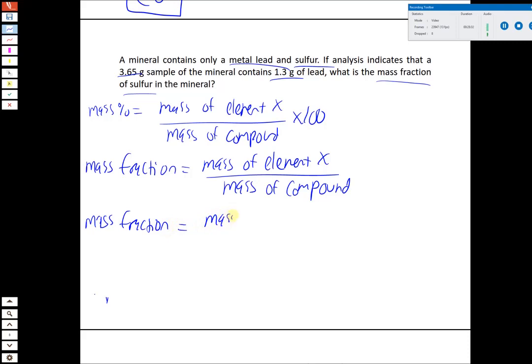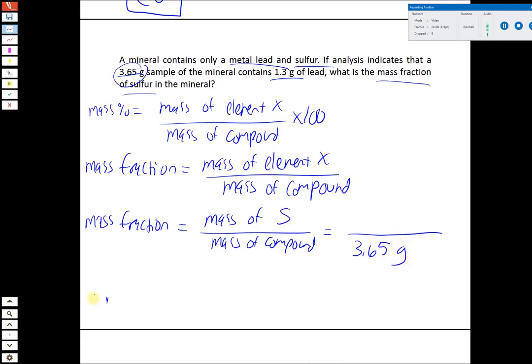So we need the mass of sulfur divided by the mass of compound. We're not given the mass of sulfur, but we are told that we have 3.65 grams of the compound. And we know that we have 1.3 grams of lead, which is symbol Pb, although you don't need to know that for this question, plus the mass of sulfur is going to be equal to 3.65.